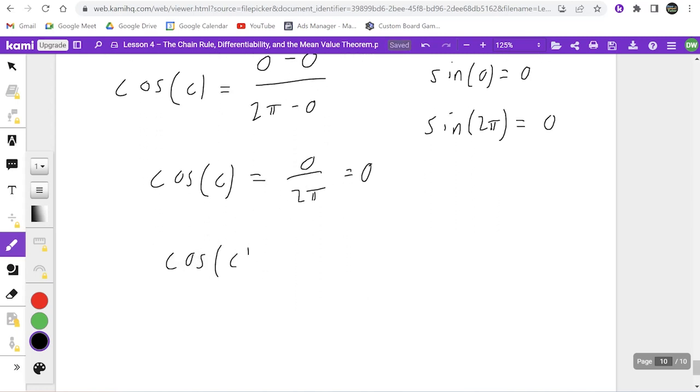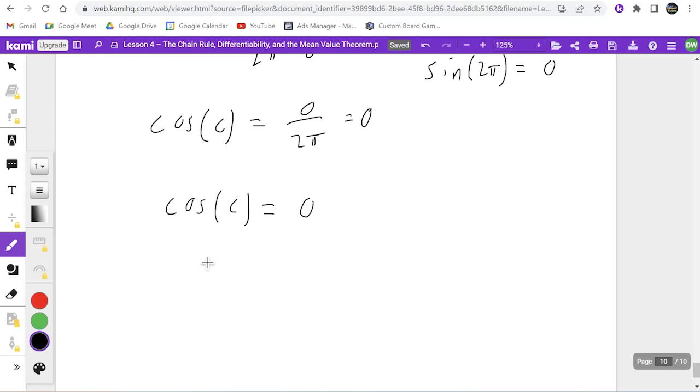So now I need to solve for c. I'll give you a hint. The answer is not 0, actually, which is funny. But the reason why is because if you think about it, I have to solve for c by taking the arc cosine of both sides. In other words, the cosine of what angle equals 0? Does anyone know this?